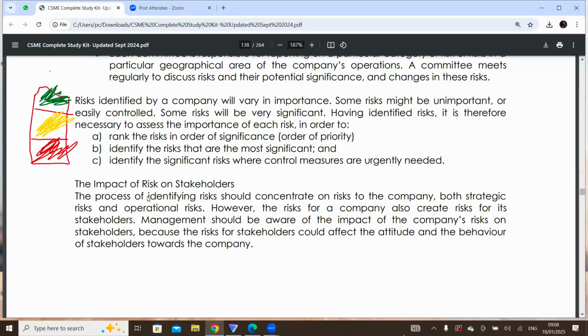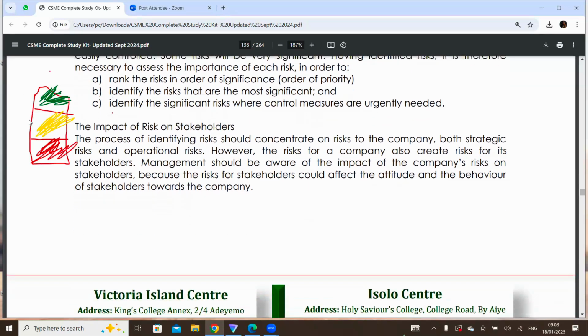Now, I want to look at the impact of risks on different stakeholders. We can spend all of our time here, because it's one of ICAN's favorite places to ask questions. Impact of risks on different stakeholders.